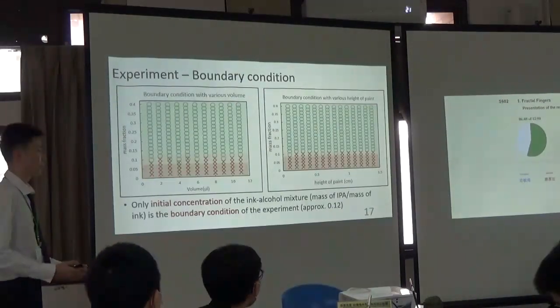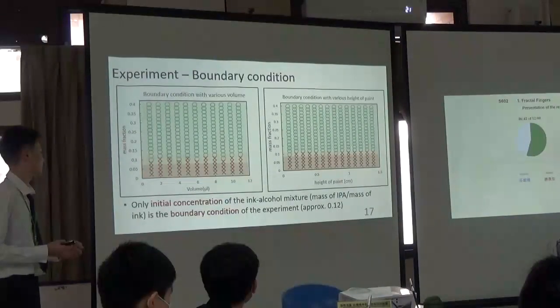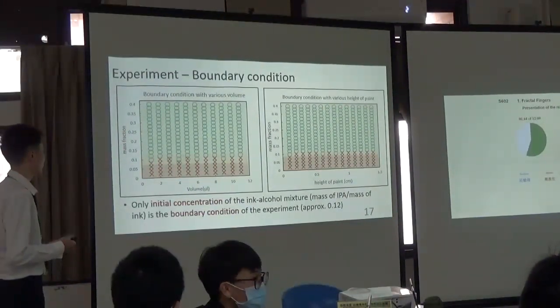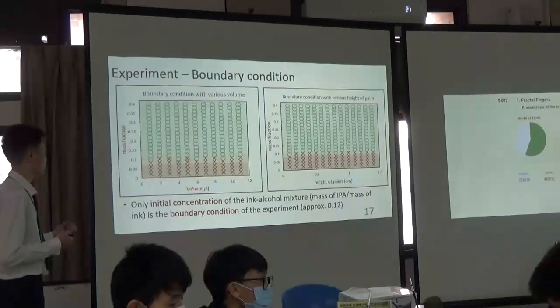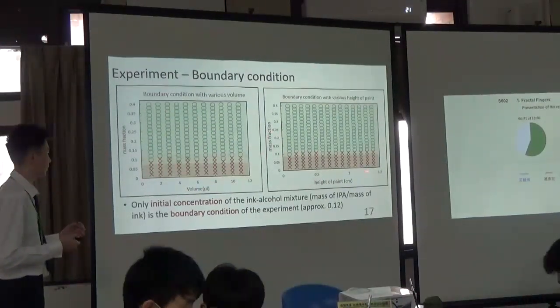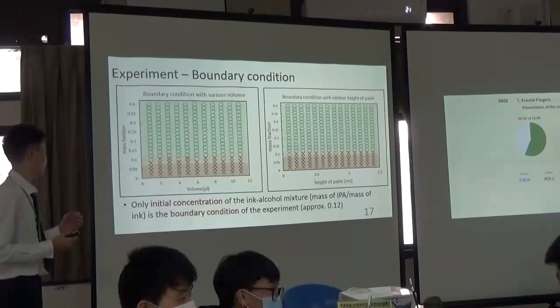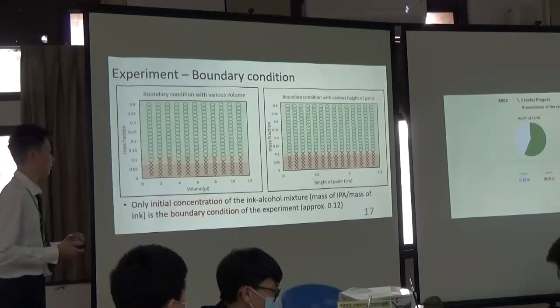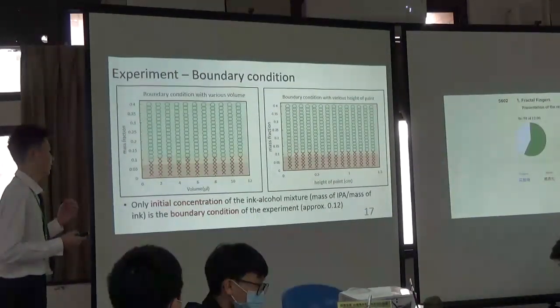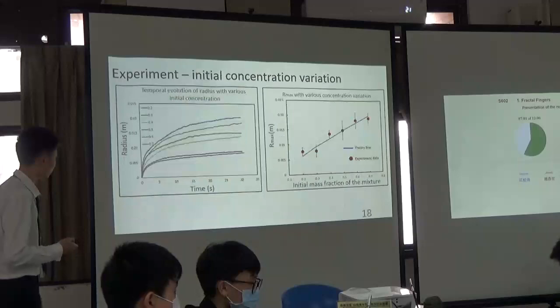And here's what I measured about the boundary condition of this experiment. I measured the mass fraction, the initial volume, and the height of the diluted acrylic paint. And I found that only the initial concentration of the ink alcohol mixture is a boundary condition of the experiment. So it's approximately 0.12.